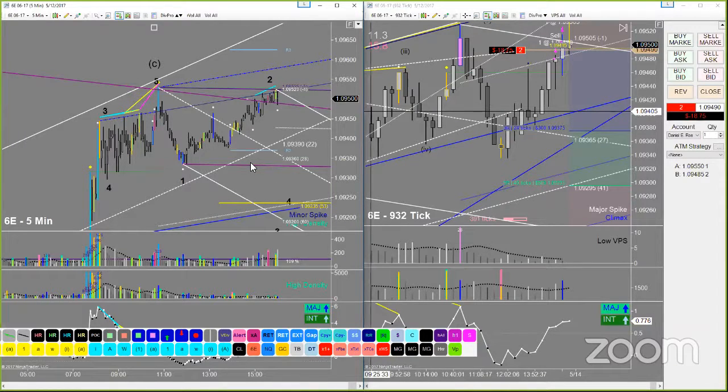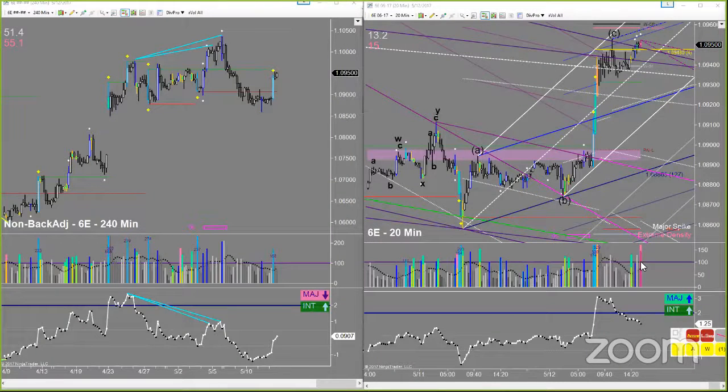So we'll see what happens on Sunday night. It looks really good on the 20 minute though. Look at this. A huge churn bar on the 20 minute at that high. And it's still maintaining the lower high.